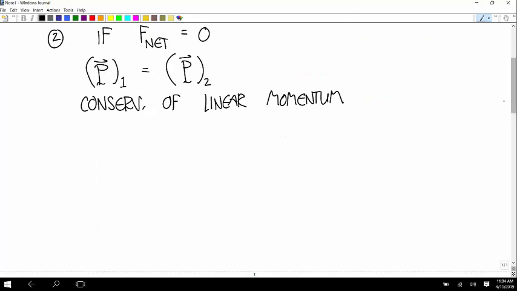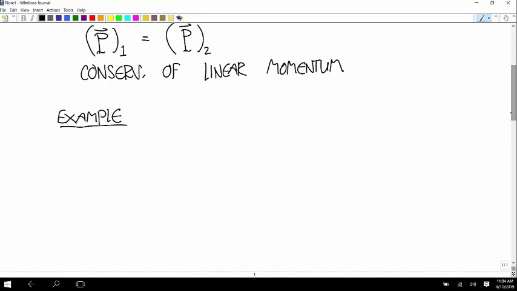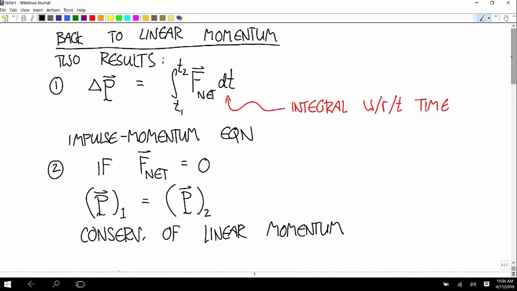And we started a problem last time. Now we'll go through it. So, this example that we started last time was a baseball comes in, and I'll give you the angles and the speeds and stuff, and then it gets hit by a bat.